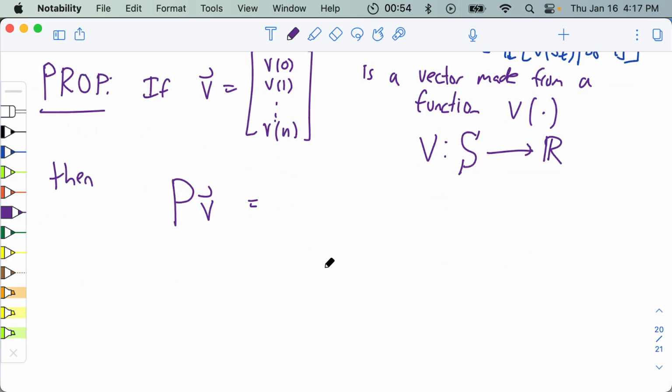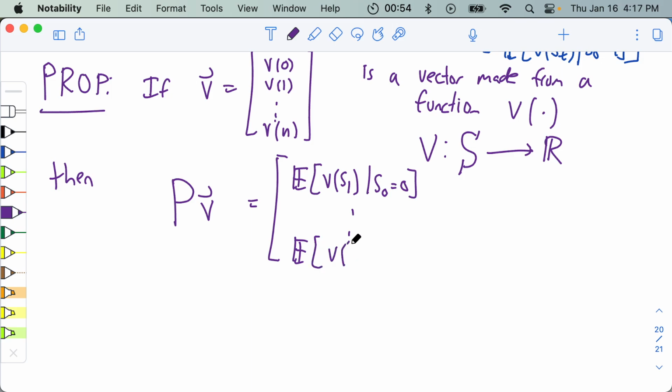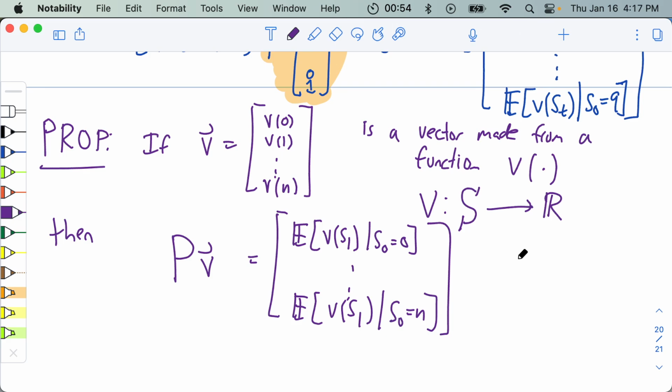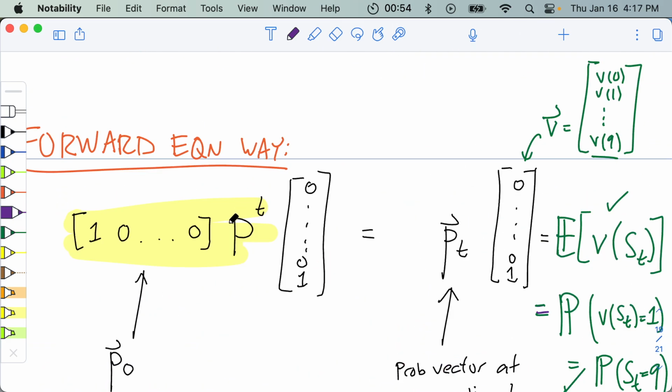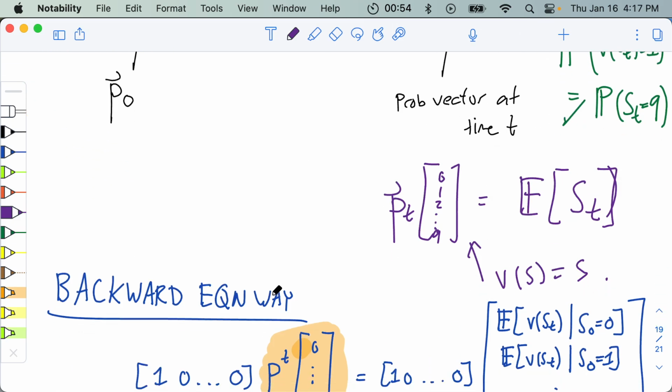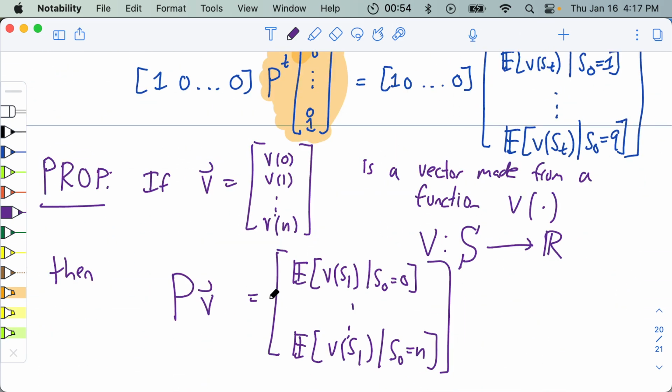Then what I'm going to prove is that if you multiply P times v, you get exactly what I said over here at time 1. So it's the expected value of v of s_1 given s_0 equals 0, dot, dot, dot, all the way up to the expected value of v of s_1, always 1, given s_0 equals n. So it moves the expected values forward in time by 1. In the Kolmogorov forward equation, the probabilities were getting moved forward in time. And in this one, the expected values are getting moved forward in time. So it's just two sides of the same coin on how you think about it.